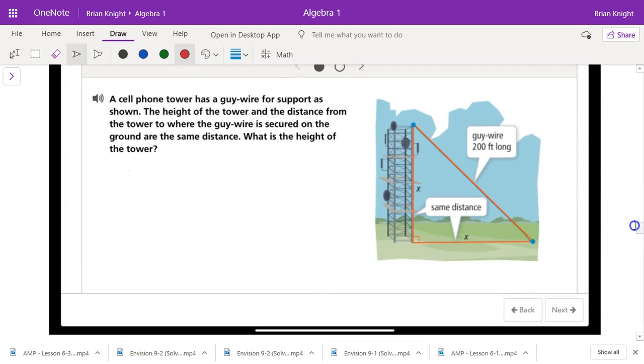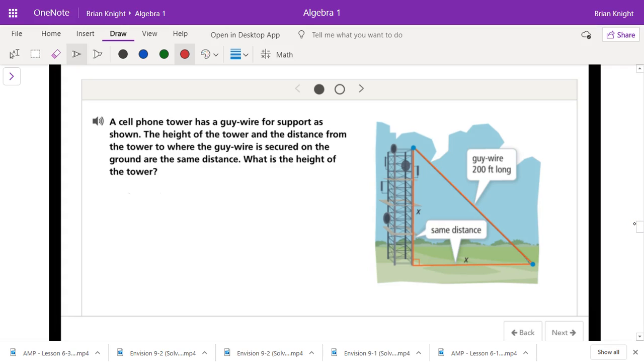It's the same thing. Here we go. Real world problem. A cell phone tower has a guy wire. I'll have to be honest, I always thought it was a guide wire, like it guides it, but apparently they're calling it a guy wire. Does anybody know if that's right or not? I teach math. So you have a guy wire support as shown. The height of the tower and the distance from the tower to where the guy wire is secured on the ground are the same distance. What is the height of the tower?